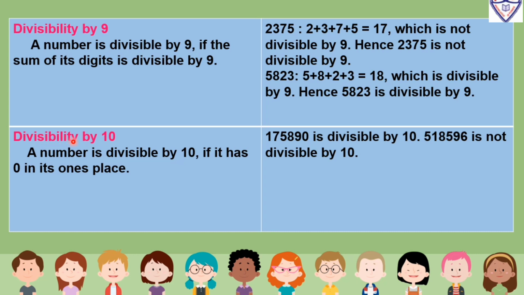Now divisibility by 10. A number is divisible by 10 if it has 0 in its ones place. We will check divisibility by 10 only when a number has 0 in the ones place. See, for example, 1,75,890 is divisible by 10 because in the ones place, 0 is there. Now in the second example, 5,18,596 is not divisible by 10 because in the ones place, 6 is there. So it is not divisible by 10.